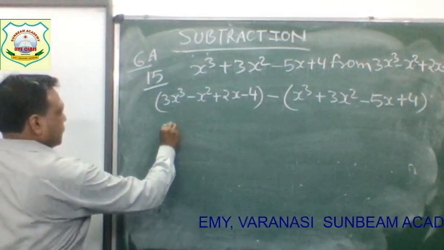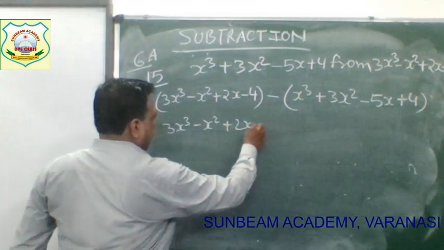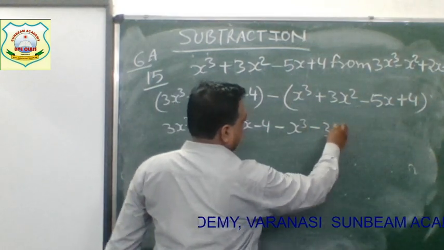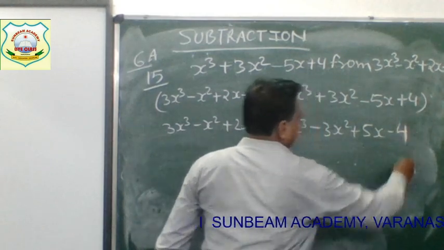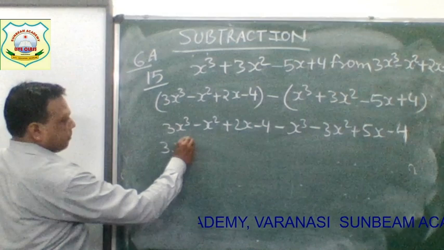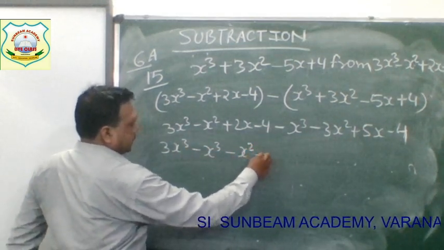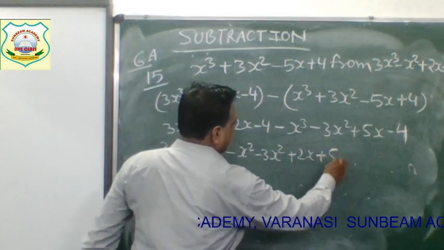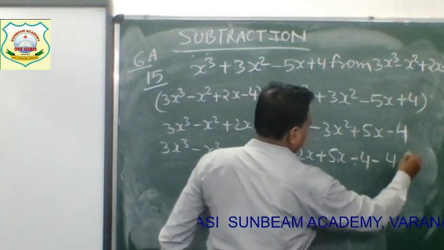Three x cube minus x square plus 2x minus 4 minus x cube, the sign will change, minus 3x square plus 5x and then minus 4. This way, like terms: 3x cube minus x cube, minus x square minus 3x square, plus 2x plus 5x, minus 4 then minus 4.